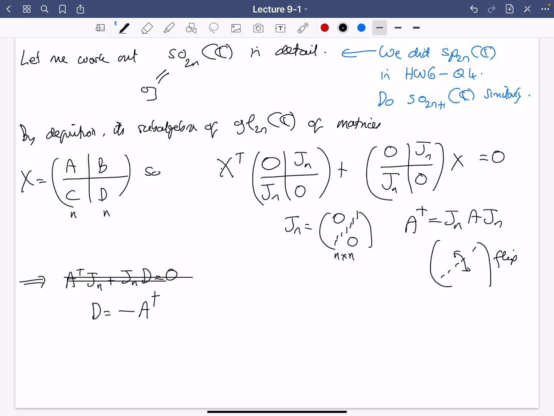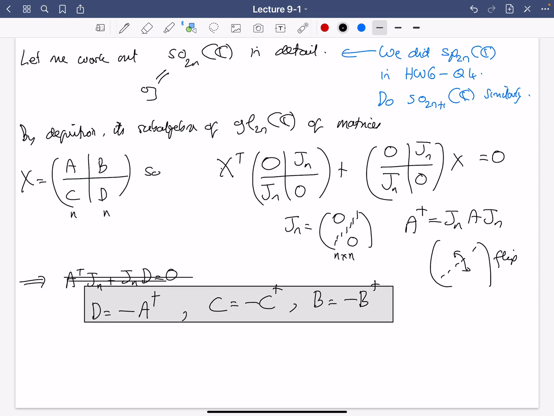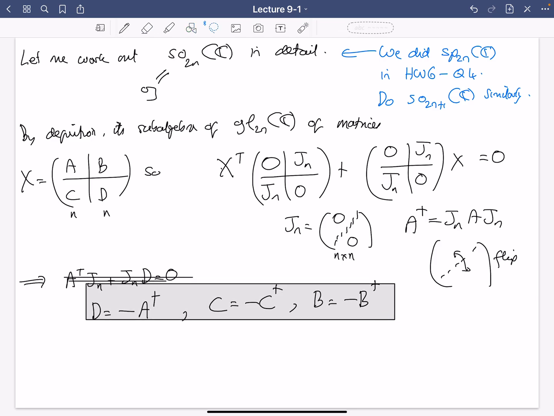And similarly, you look at the 1-2 block or the 2-1 block in this matrix equation, and you get relations on B and C. I think you get that C is minus C dagger, and B is minus B dagger. So those are all the equations that you get, just plugging away at that matrix algebra in an elementary way. So that gives you the linear description of this subspace G of GL2n of C.